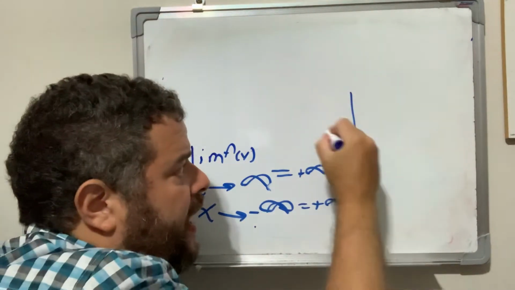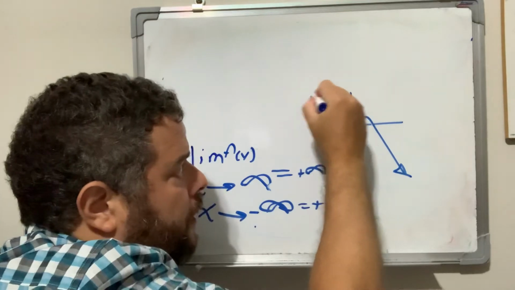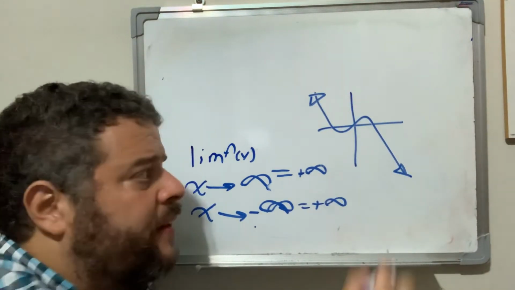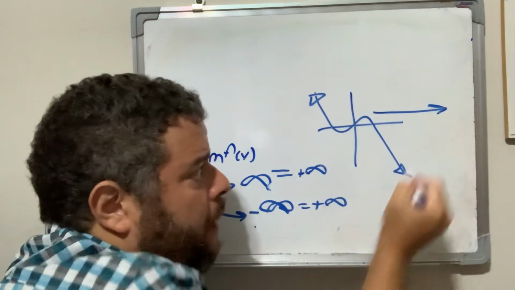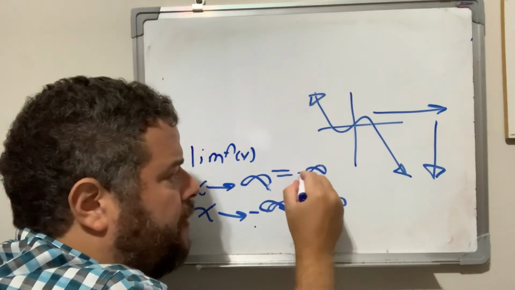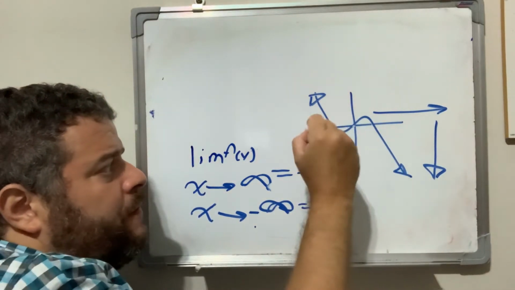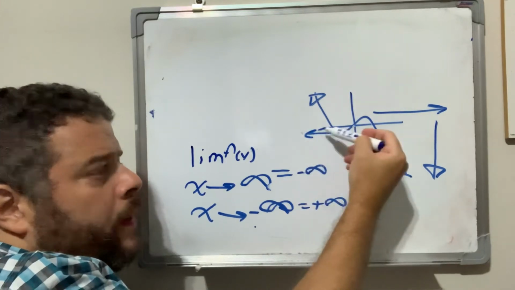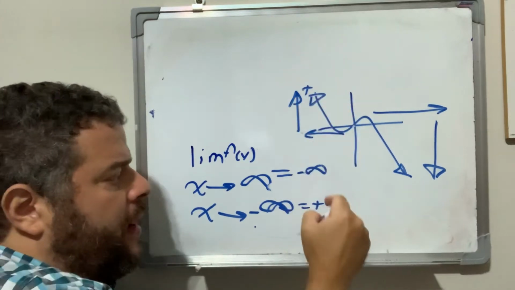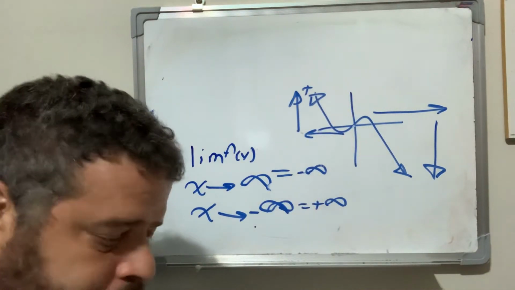I have an inverted cubic function. You don't care about the mid behavior, you just care about the ends. As x approaches positive infinity, my y is approaching negative infinity now. And as x approaches negative infinity, y is going towards positive infinity. So it would be pretty much like this.